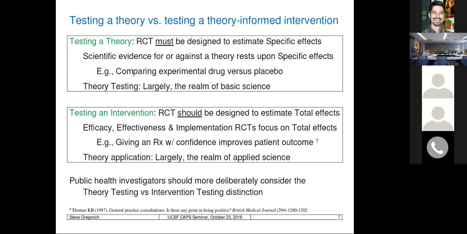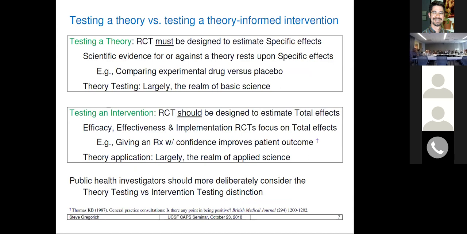So next I want to make a distinction between testing a theory versus testing a theory-informed intervention. If you're testing a theory, your design should really be able to definitively estimate the effects of the mechanisms of the theory. And that's really specific effects. So you really are after specific effects, which means you need to design an RCT that's going to directly estimate specific effects. So comparing an experimental drug versus a placebo is an example of this. Both the drug and the placebo have expectancy effects, but only the experimental drug has a theoretical effect due to its composition. Then that's an example of getting at a specific effect. In my mind, theory testing is in the realm of basic science.